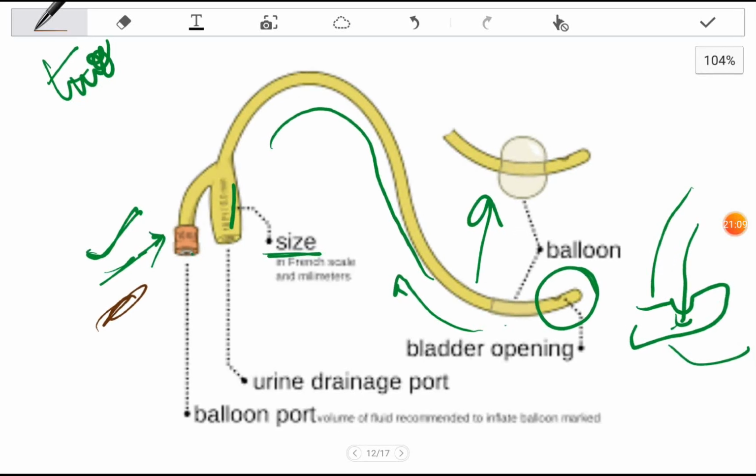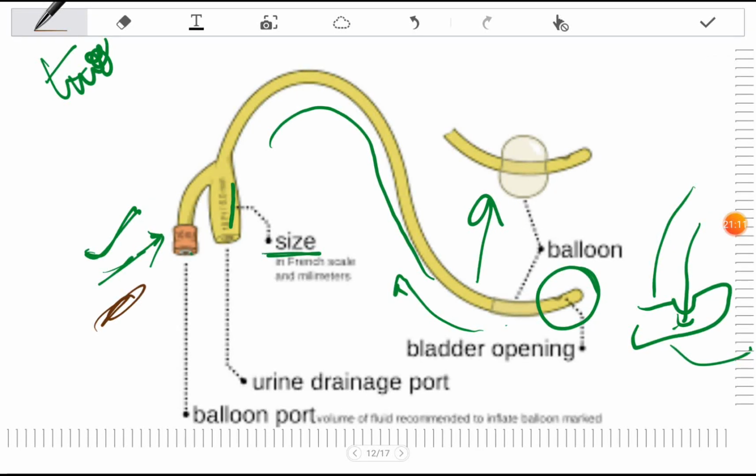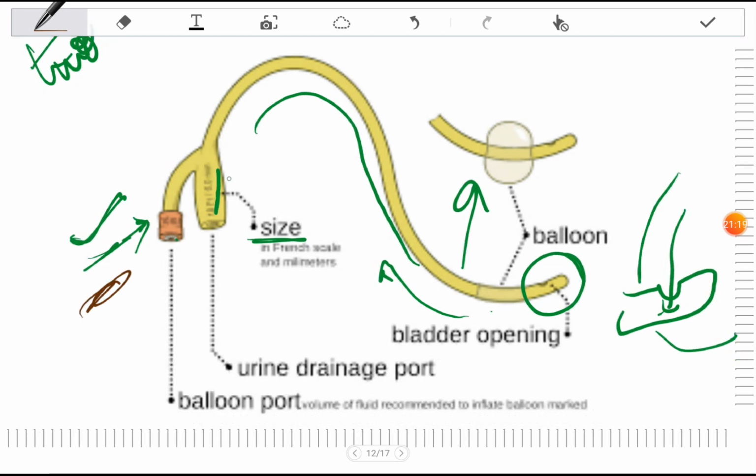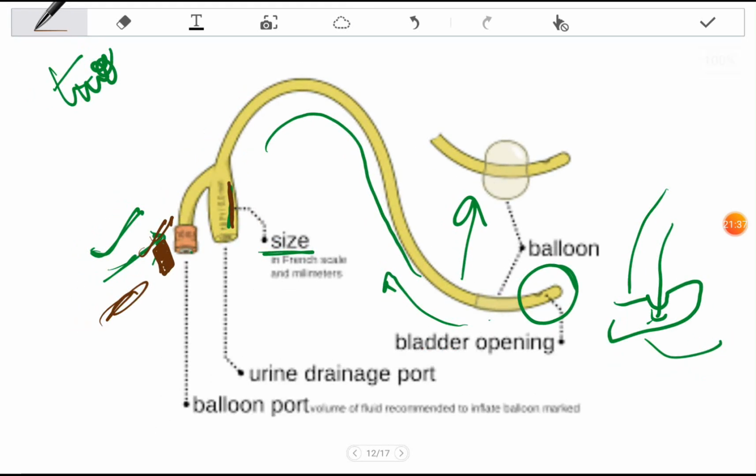So this is a 2-lumen catheter in which there is a balloon inflation port and one urine drainage port. Over the urine drainage port, the size of the catheter and the manufacturer company ID and name are present, and here you can see a small rubber-like colored structure. This will indicate the color coding of the size of the catheter. Then this is all tubing.